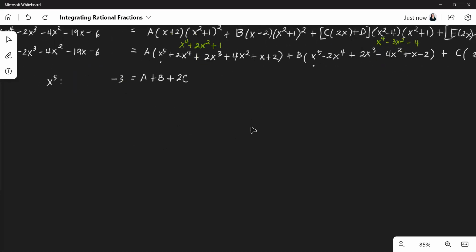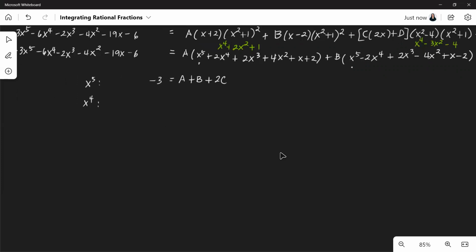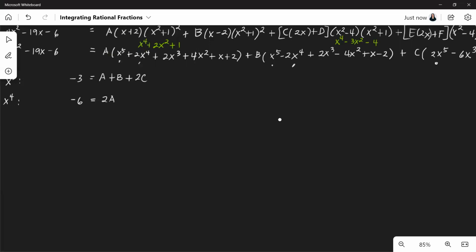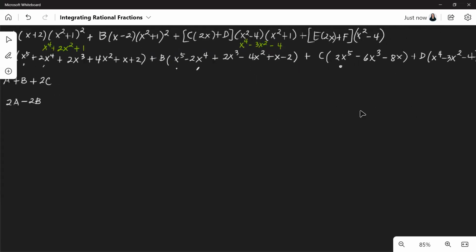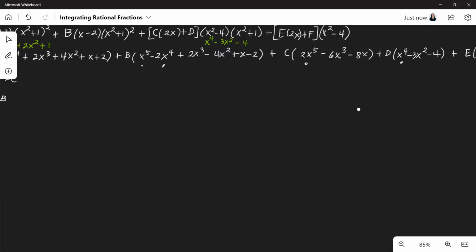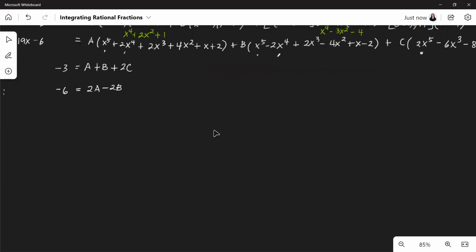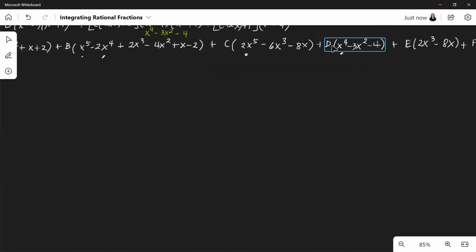So next is for x raised to the power of 4. On the left side of the equation, it's negative 6. Negative 6 is equal to, here, it's 2a, b, negative 2b. And then we have this one, so d, and no other x to the power of 4. So plus d, okay, plus d.